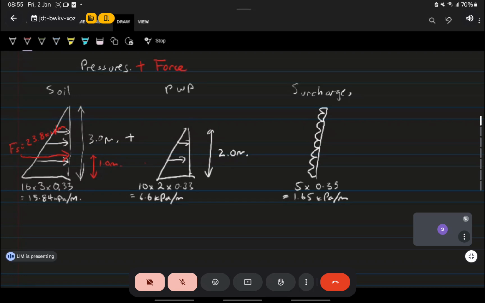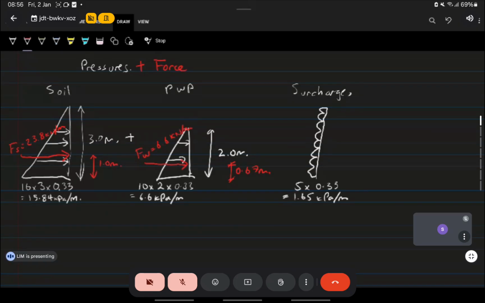Now, for the water, same, 1/3, but the triangular stress block for the water is only 2 meters high. So 1/3 of 2 meters is 0.67 meters. The water, let's say FW, the resultant force is again the area of that triangle, 6.6 times 2 divided by 2, 6.6.